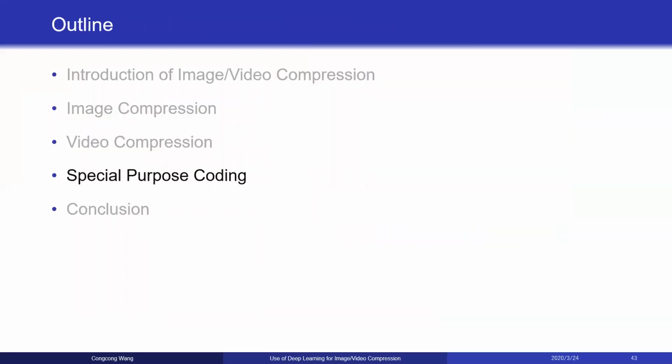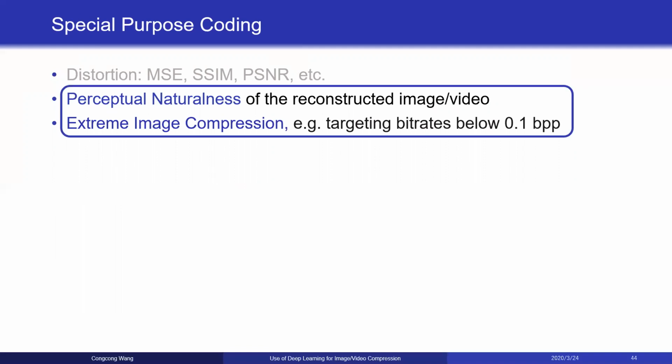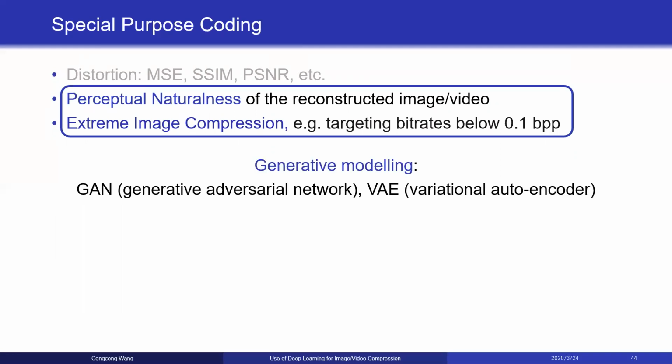Besides traditional compression, deep learning also brings some chances for special purpose coding. Most compression work is concerned with the compression rate and the distortion. Distortion is mostly mean square error, SSIM or PSNR. There is some interesting work proposed for better perceptual naturalness that can also reach an extreme image compression rate. This purpose can be reached by generative models, including using GAN or variational autoencoder.